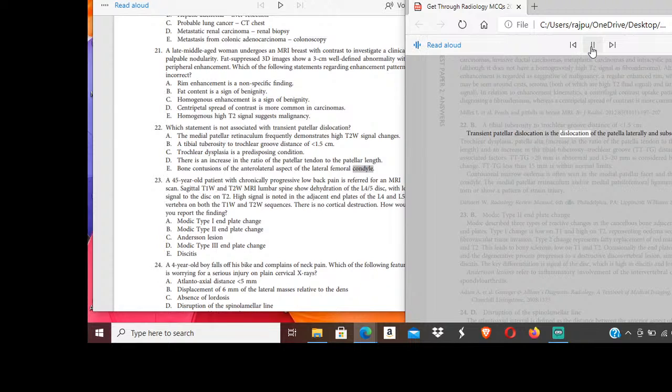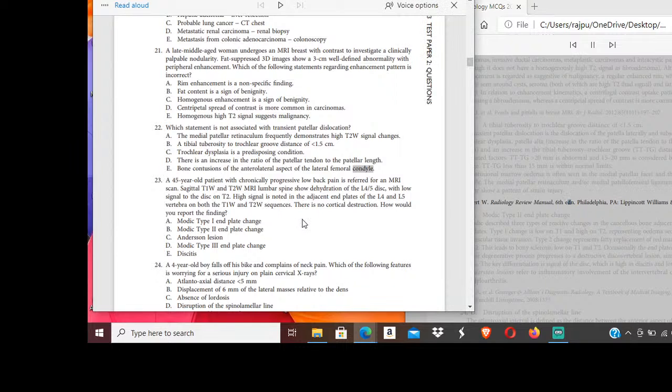Transient patellar dislocation is the dislocation of the patella laterally and subsequent relocation. Trochlear dysplasia, patella alta, increase in the ratio of the patellar tendon to the patellar length, and an increase in the tibial tuberosity trochlear groove, TTTG, distance are associated factors. TTTG greater than 20 mm is abnormal and 15-20 mm is considered borderline change. TTTG less than 15 mm is within normal limits. Contusional marrow edema is often seen in the medial patellar facet and the lateral femoral condyle. The medial patellar retinaculum and/or medial patellofemoral ligament, MPFL, may be torn or show a pattern of strain injury. Dähnert W., Radiology Review Manual, 6th ed. Philadelphia, PA, Lippincott Williams and Wilkins, 2007:69.